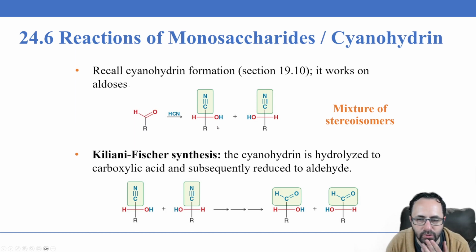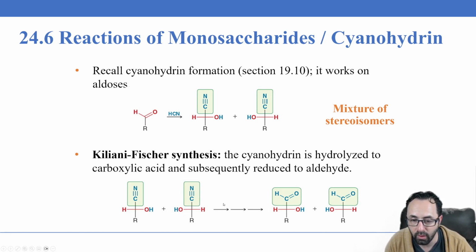And in this reaction, we're going to get a mixture of enantiomers. We'll get a racemic mixture. And this brings us into the so-called Kiliani-Fischer synthesis, in which the cyanohydrin is hydrolyzed to give a carboxylic acid and is subsequently reduced to an aldehyde.